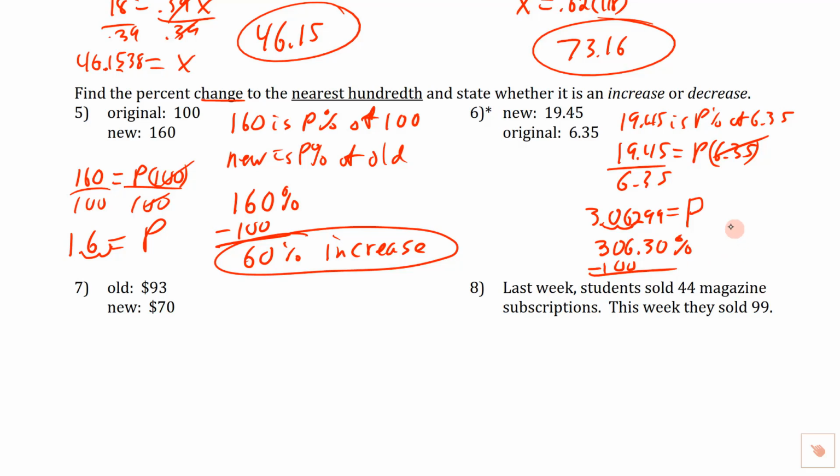So we're going to subtract off 100, and we end up with 206.3. If you wanted to put 30, that would be fine. So it's a 206.3% increase. So I'll write the word increase right here. And again, we know that it's an increase because this turned out to be positive once we subtracted, and it went from 6.35 to 19.45. Okay, so we've got that one taken care of.